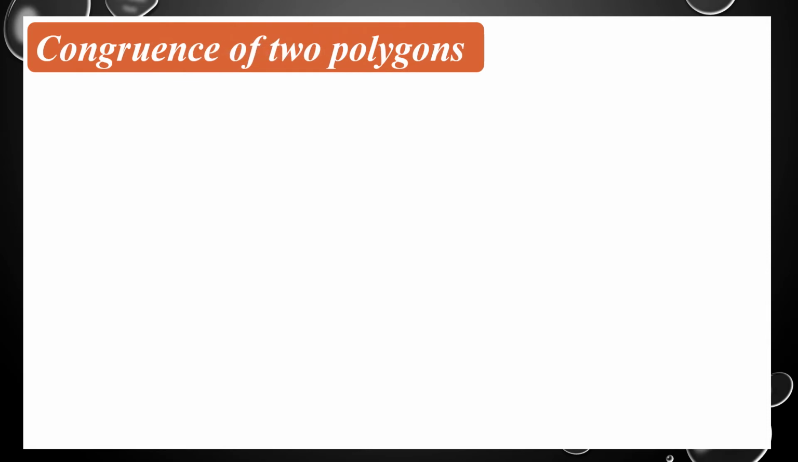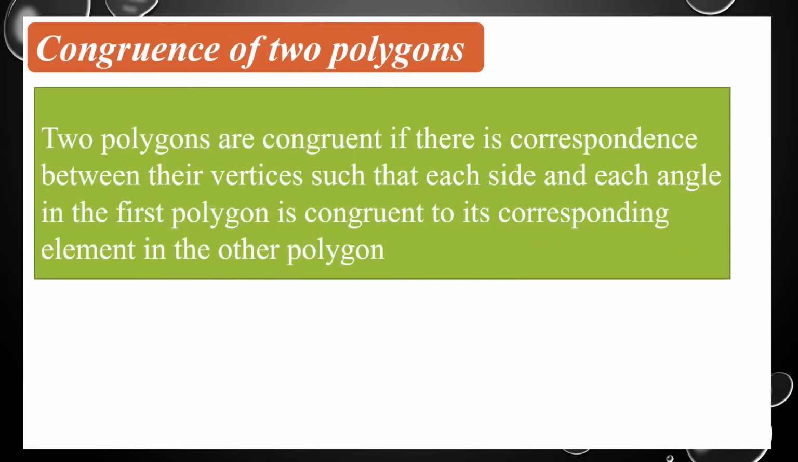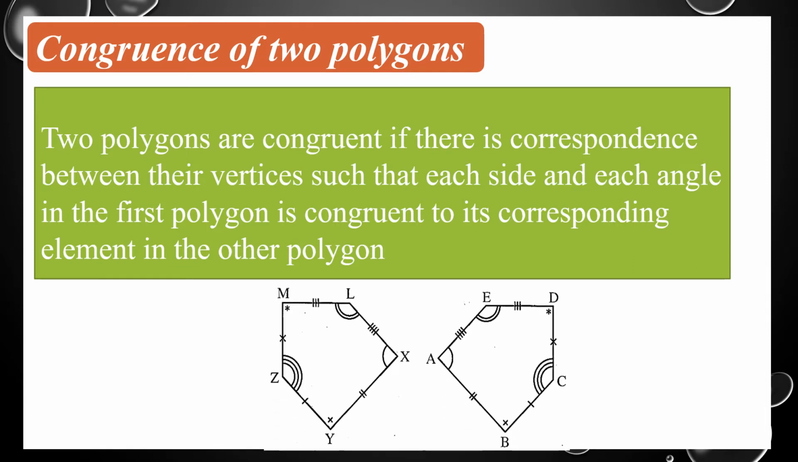Congruence of two polygons. Two polygons are congruent if there is a correspondence between their vertices such that each side and each angle in the first polygon is congruent to its corresponding element in the other polygon. As in this figure, the two polygons are congruent because each side and each angle in the first polygon is congruent to the corresponding element in the other polygon.